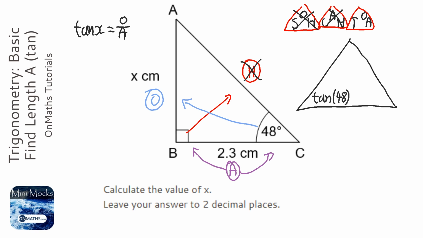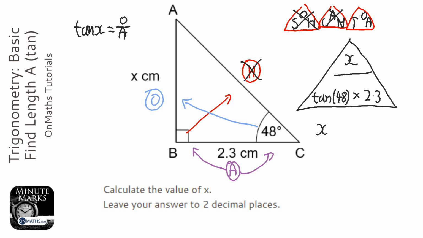The O at the top is the opposite, which in our triangle is x. And the one at the bottom right is A, which is adjacent, which is the 2.3. Now the way of using the triangle is the ones at the bottom you times, and that will give you the one at the top. So x equals, and I always put the number first, so 2.3 first, times tan 48.